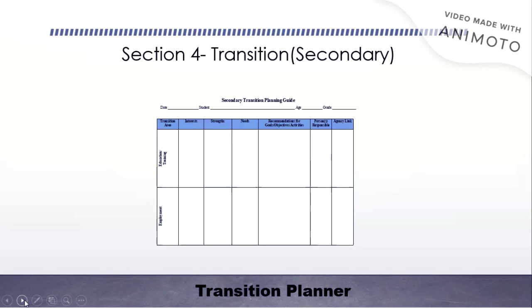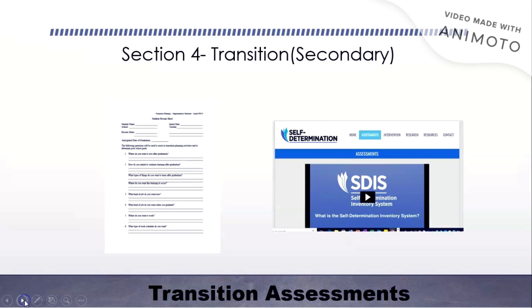The 4th section of your data notebook is for secondary transition. You will want to include a transition planner and any transition assessments that you complete. This should include one informal and one formal assessment annually.